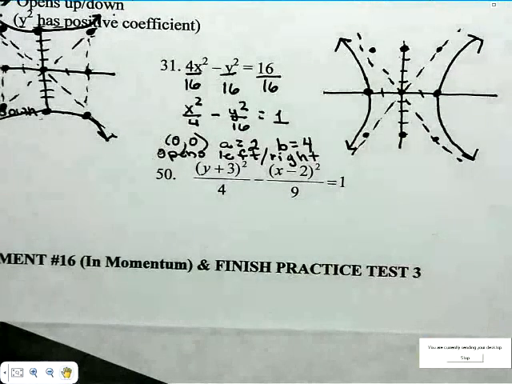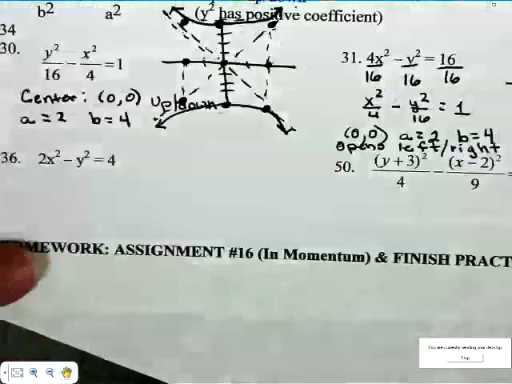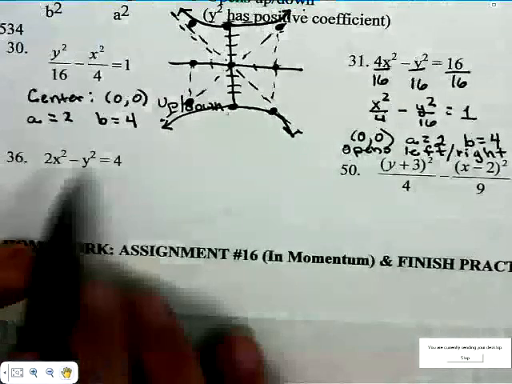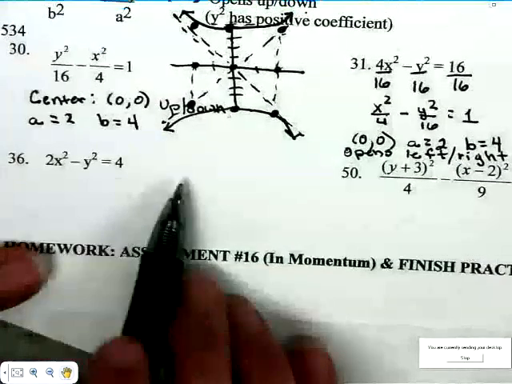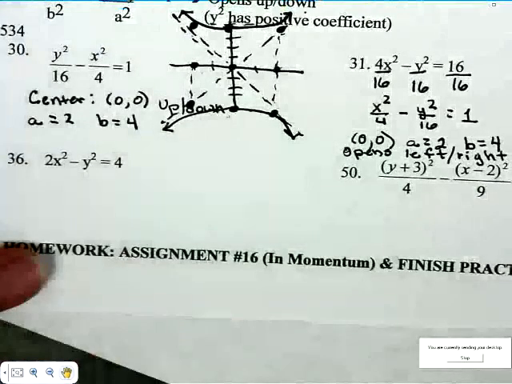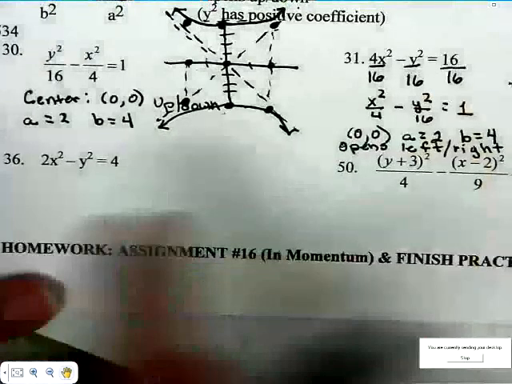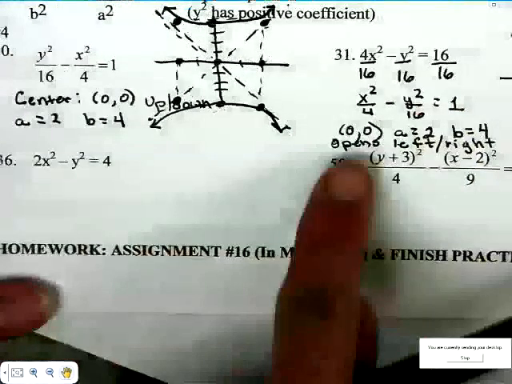Trying to think why I felt like we needed another one of these. Number 36 is just like 31, has a different A and B, but the steps are the same. You have to divide by 4 and then pick out the A and the B. It even opens left and right. So it's just like 31. Let's not do that one. Let's go to number 50. And I had mercy on you.